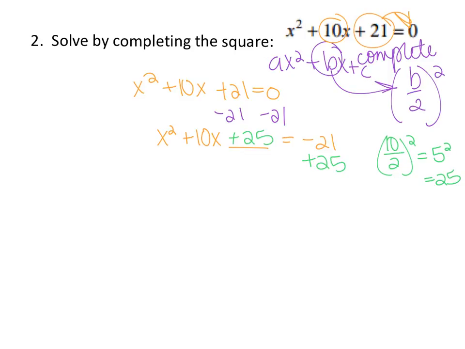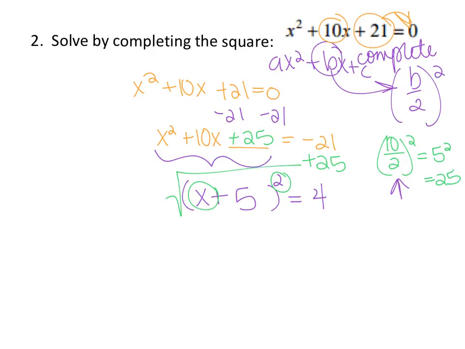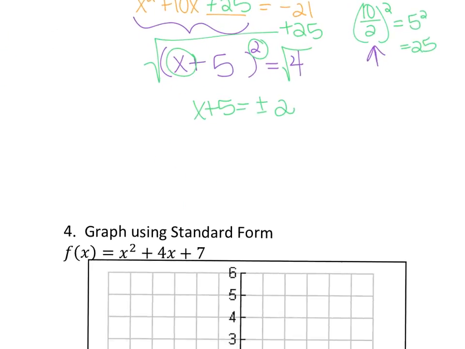Now, when I add 25, this becomes a perfect square. It becomes x plus whatever b over 2 is, squared. Well, b over 2, we decided that's 10 over 2, which reduces to 5. So I'm just going to replace this with a 5, and that equals -21 plus 25, which is +4. Now I have to get x alone. The opposite of square is a square root, so when I have x plus 5, I'm going to have plus or minus 2, because 4 has a perfect square root of 2.